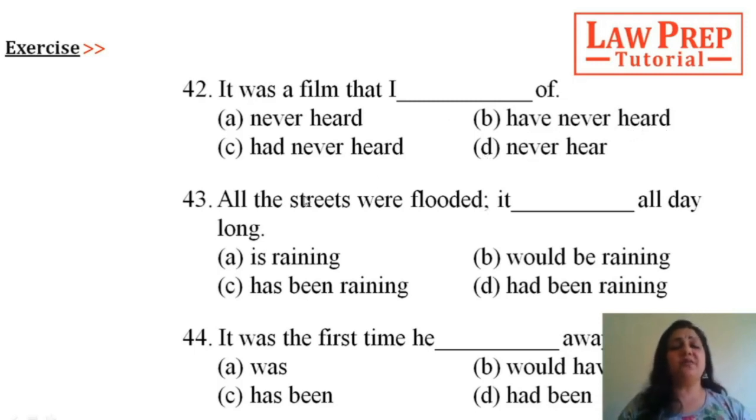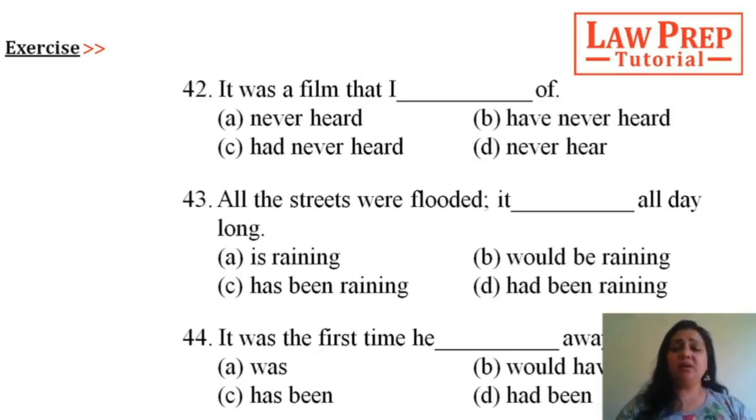All the streets were flooded. That means it had rained already, right? And since it had rained all day long, I can't use a present answer. So in that case, it is raining. I can't use has been raining, would be raining. We can't use any continuous tense here. So A and B cannot be applicable. All the streets were flooded. It had been raining all day long.